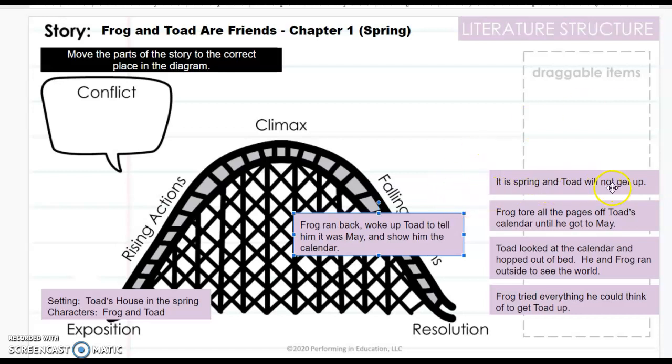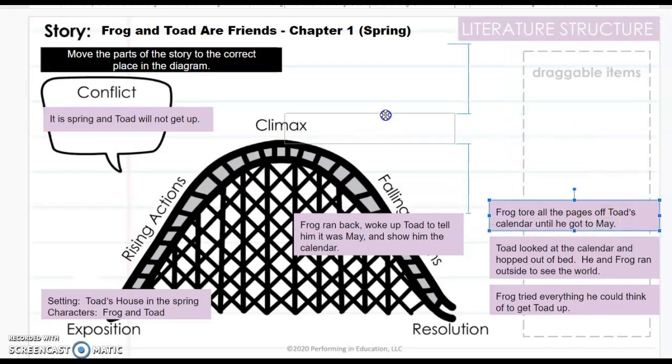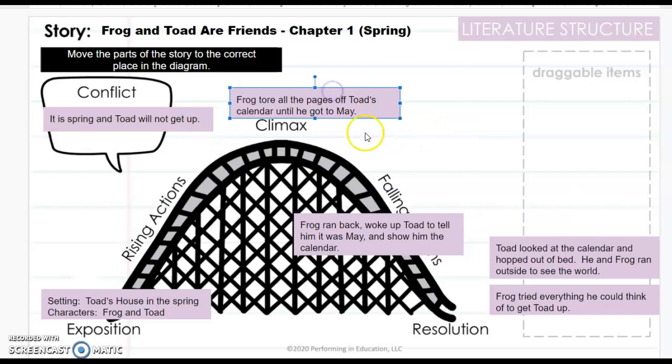"It is spring and Toad will not get up." Well, that's definitely the problem. So I'm going to drag the box over here. "Frog tore all the pages off Toad's calendar until he got to May." That is my climax. That's where everything starts to change.